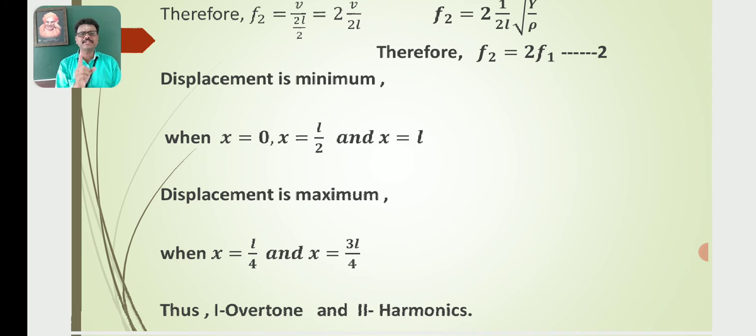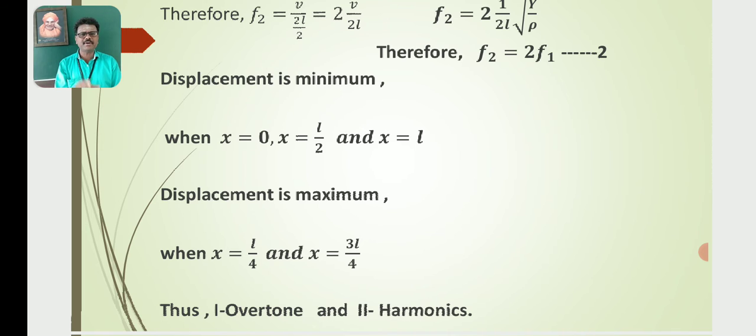So this is known as the first overtone and the second harmonic. The frequencies greater than the fundamental frequency are called overtones. The frequencies that are integral multiples of the fundamental frequency are called harmonics.